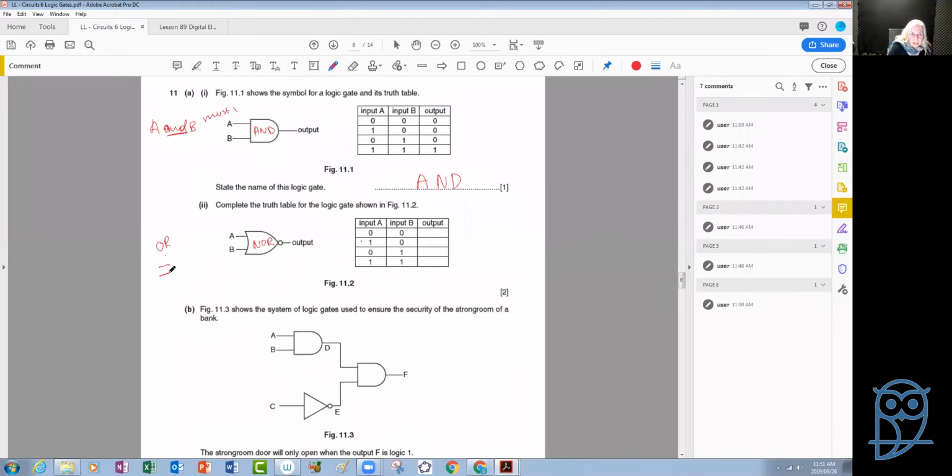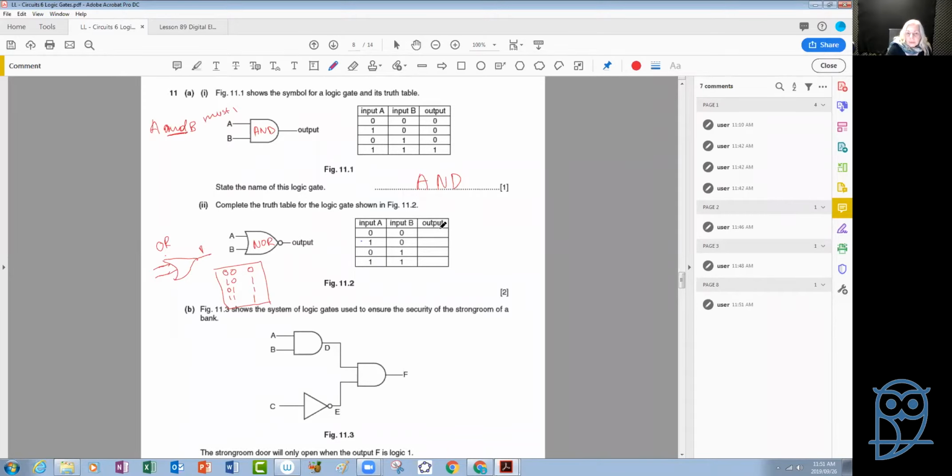for the output to be also 1. So for the output to be 1, either this or that or both must be 1. At least one has to be 1, in other words. So if both of them are 0, the output will be 0. But for any other combination like 1 0 or 0 1 or 1 1, the output will be 1. So this will be the truth table for the OR gate.